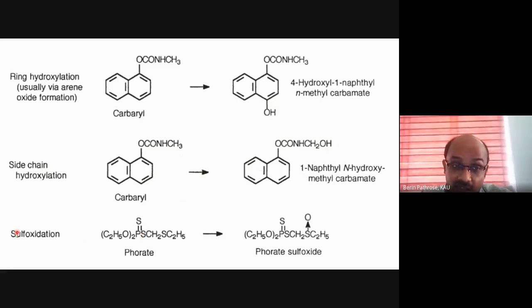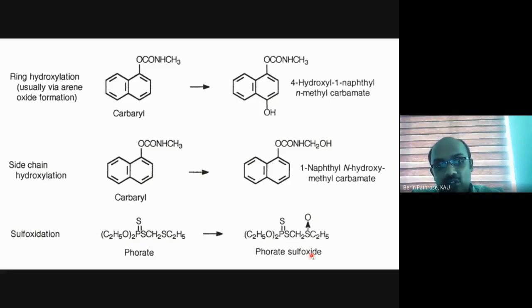The next one is sulfoxidation. Here you can see this is the structure of phorate. We have two sulfur atoms over here. To the second sulfur atom, the mixed function oxidases or cytochrome P450 monooxygenase will add an oxygen, and it will become phorate sulfoxide. So we have seen N-dealkylation, O-dealkylation, epoxidation, ring hydroxylation, side chain hydroxylation, and sulfoxidation.